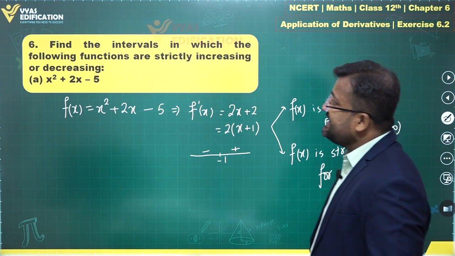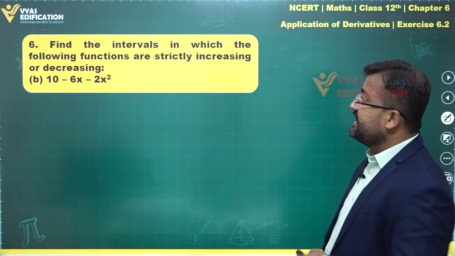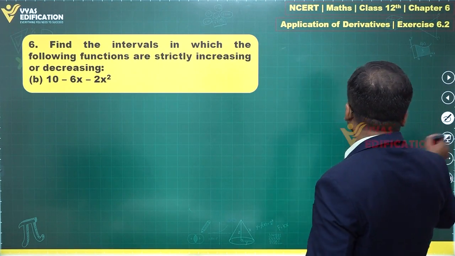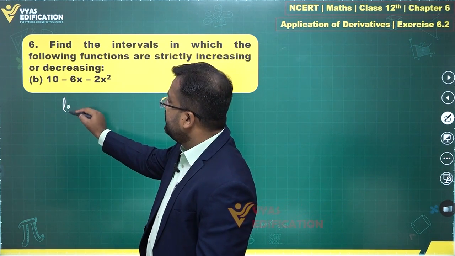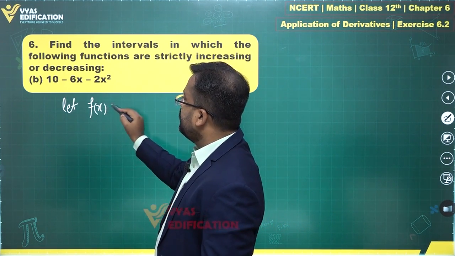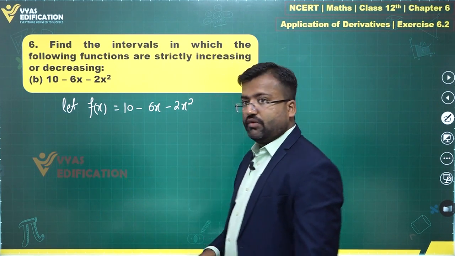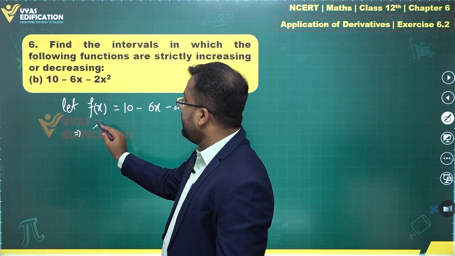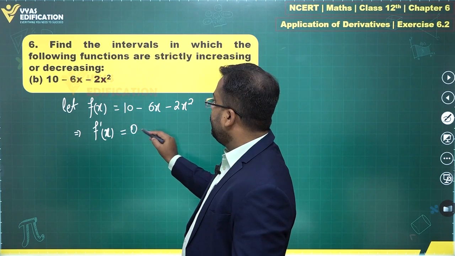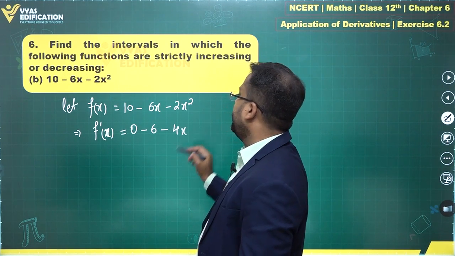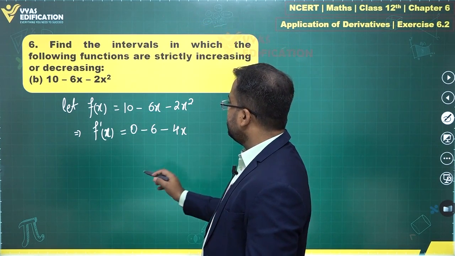Let's continue and see the second part of the sixth question. It says that we have to check this function, similar thing, for strictly increasing and strictly decreasing. So let f(x) = 10 - 6x - 2x². This tells me that f'(x), the derivative, will be equal to 0 - 6 - 4x. The derivative of 10 is 0, this is -6 and this is -4x.